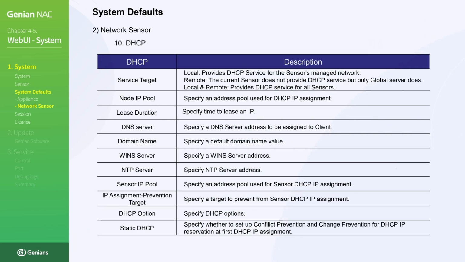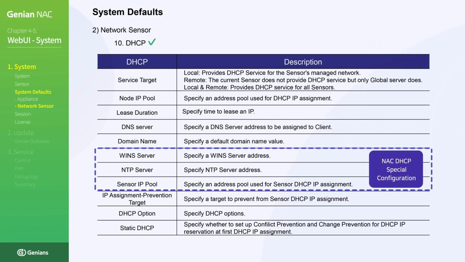This is a configurable item when using DHCP in the network sensor. I will explain the special parts related to the NAC DHCP server among the settings. The service target item allows you to select one of local, remote, or local and remote to designate the server that can assign DHCP IPs.